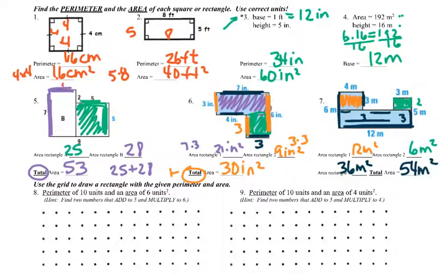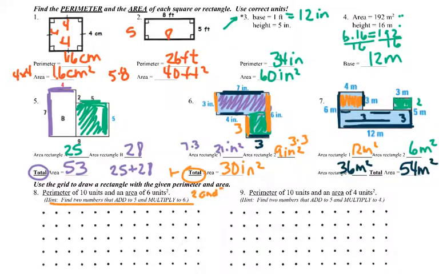Now we're going to find rectangles that have a certain perimeter and a certain area. And I gave a hint with these. So it's going to say find 2 numbers with a perimeter of 10 and an area of 6. So the numbers have to add to 5. Remember, they have to add to half the perimeter and multiply to 6. Can you think of 2 numbers that add to 5 and multiply to 6?